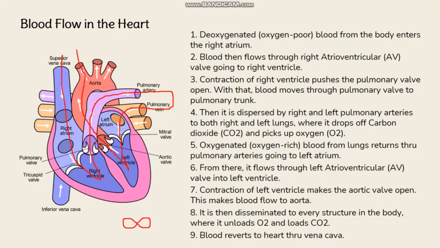Once the oxygen is delivered to the different parts of the body and the carbon dioxide is picked up as a waste product, the blood will again enter our heart through the superior vena cava and then the process will again start. So, as you can see, based on our illustration, somehow it resembles the infinity sign on how the blood flows to and from our heart.